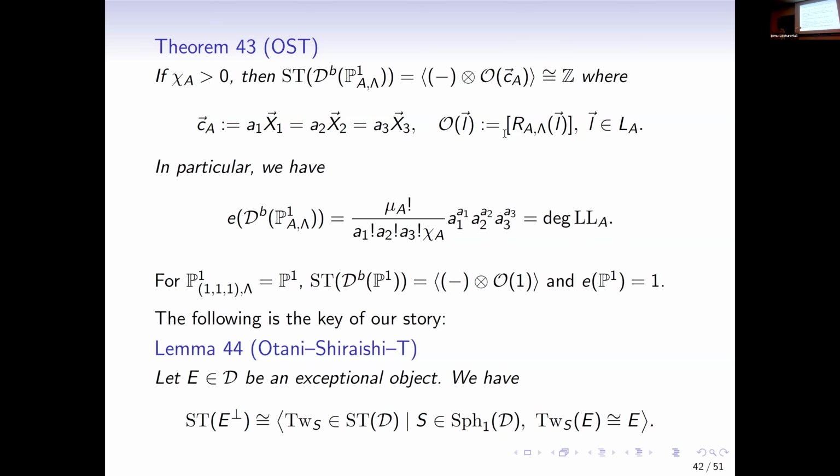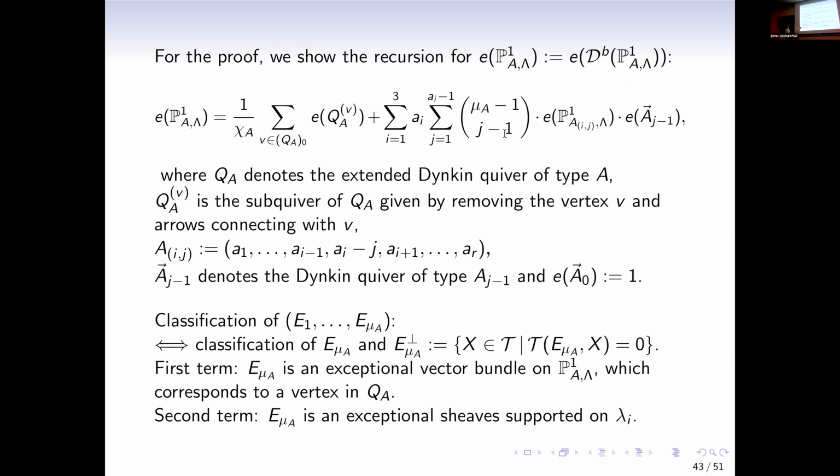Sorry, I have no time, so please skip the main part. But anyway, the stability is almost the same, and we use the recursion. And now we have an extra term here. This is because the Auslander-Reiten quiver consists of the so-called main part containing the exceptional vector bundles, and also the connecting component consisting of sheaves. And these two terms correspond to the main part and sheaves.